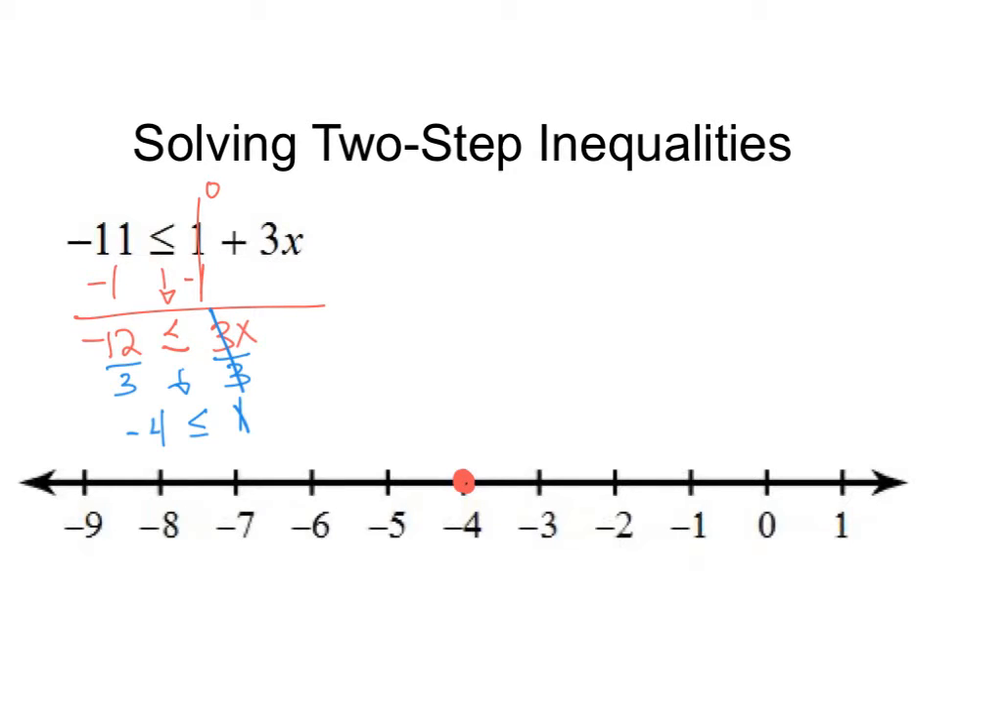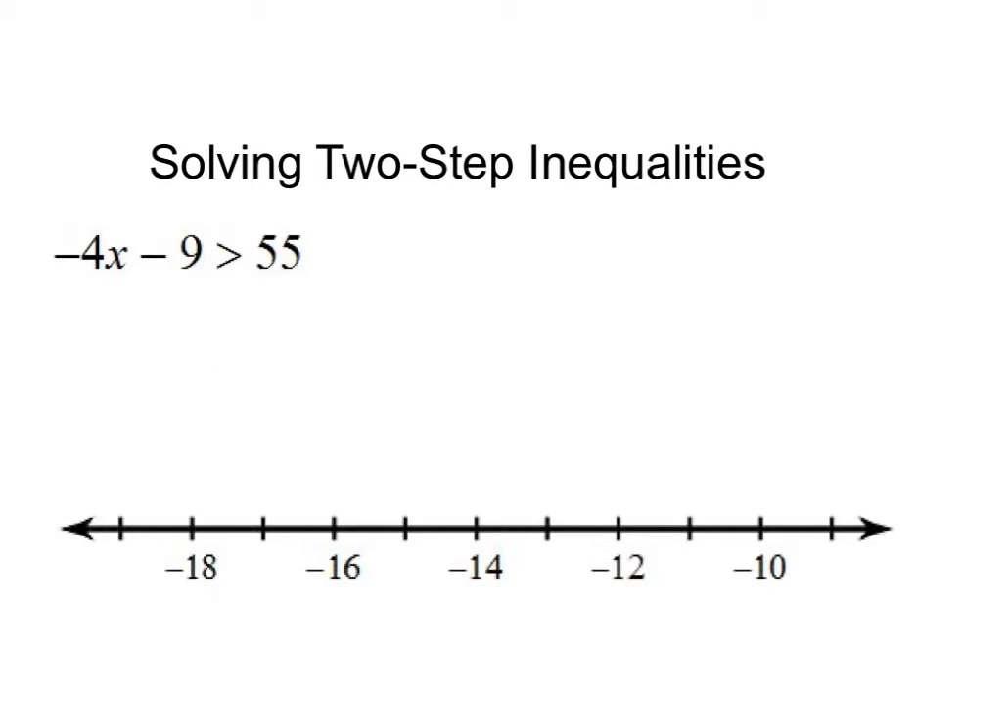So now is my variable on the left or on the right? The variable is on the right. And what does this mean? It means that x is actually greater than negative 4. So this would be the same thing as x is greater than or equal to negative 4. So that means I'm going to shade to the right because all the numbers on the right are greater than negative 4. And did I divide or multiply by a negative? I did not. I divided by a positive number, so nothing changes.